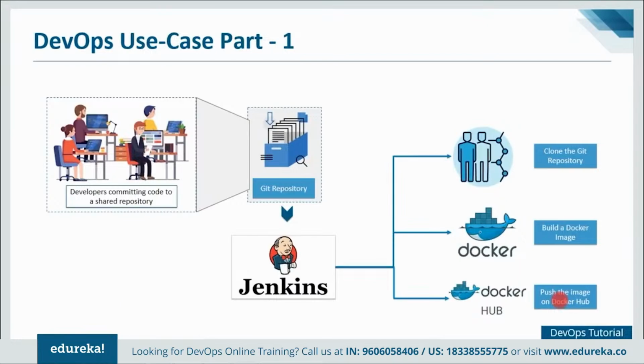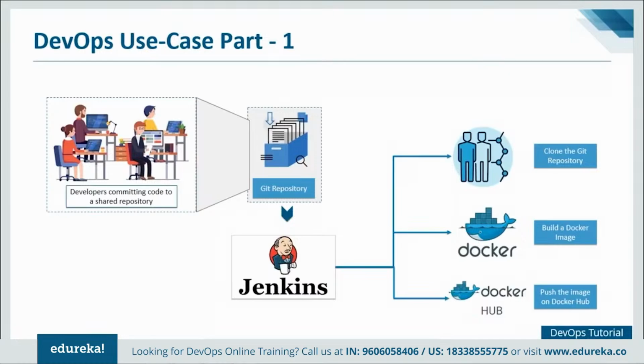As I've told you, Docker Hub is nothing but like a Git repository of Docker images. So this is what we'll be doing. Let me just repeat it once more. Developers will be committing changes in the source code. The moment any developer commits a change in the source code, Jenkins will clone the entire Git repository. It will build a Docker image based on the Dockerfile that we'll create. And from there, it will push the Docker image onto Docker Hub. This will happen automatically with a click of a button.